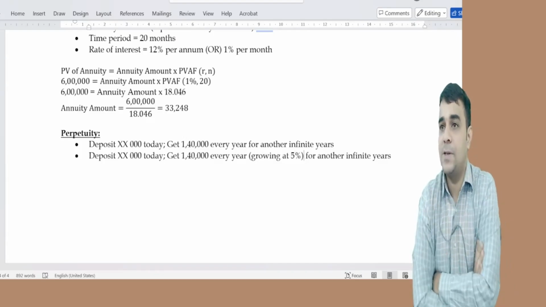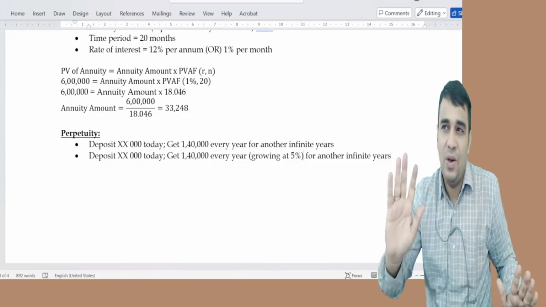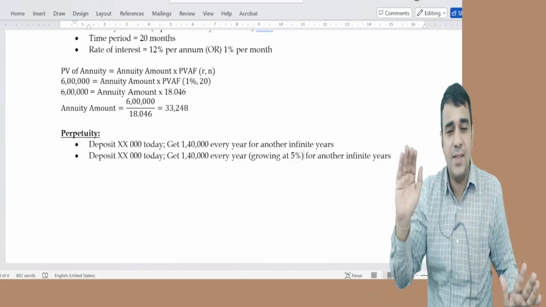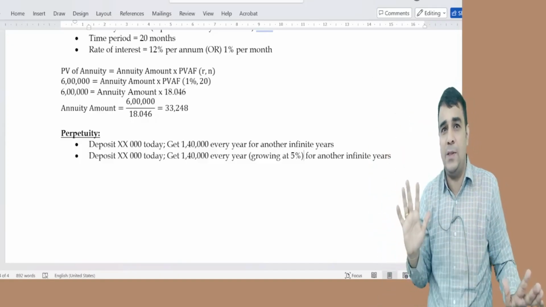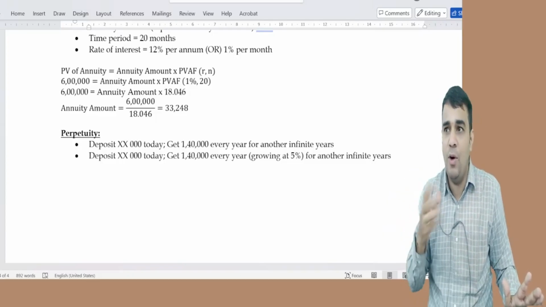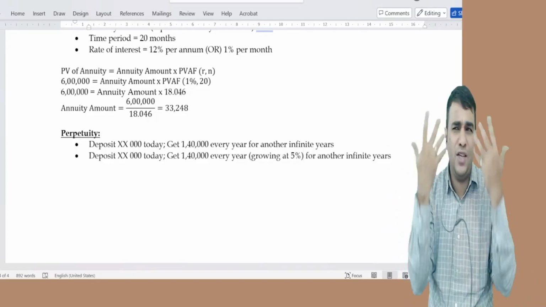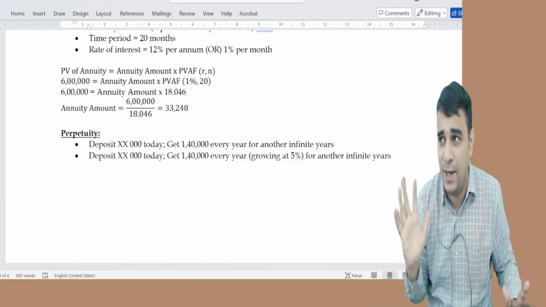What is growing at 5%? You are giving me 1 lakh 40 this year, okay. Next year 140, okay. As time passes by, with 140 I can't manage my expenses. When you are giving it today, okay, but after 20 years that 140 is of no use. That 140 should have become at least 5 lakh or 10 lakh so that I can manage my expenses.